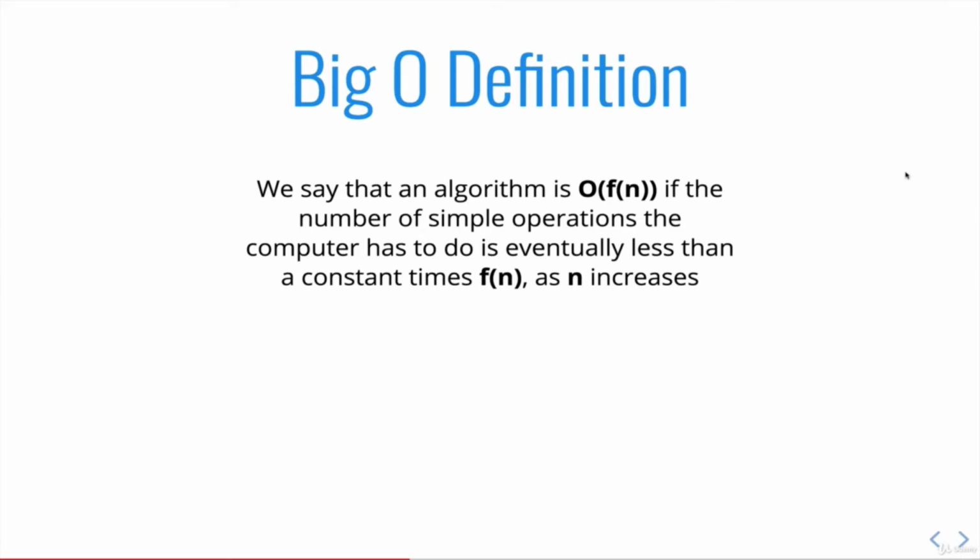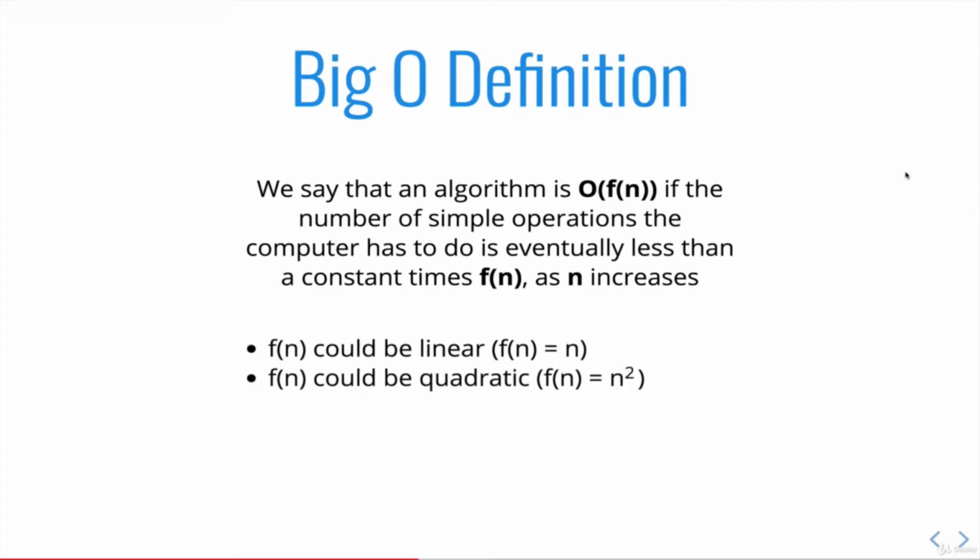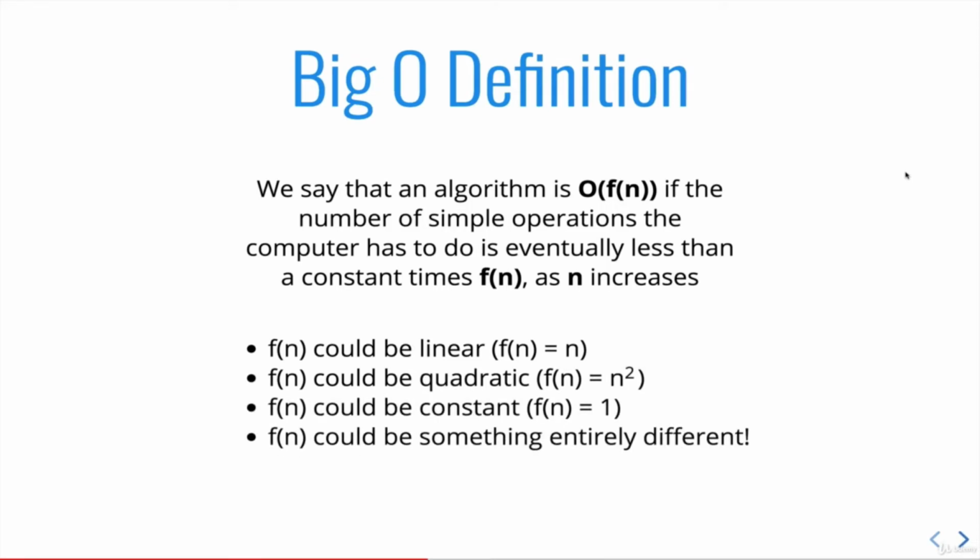So here's a bit of scary text. We say that an algorithm is Big O of f of n if the number of simple operations the computer has to do is eventually less than a constant times f of n as n increases. It's a bunch of gibberish, really. What it's saying, though, is that there's a bunch of options. I'm just going to put them all out here for now. If you haven't seen this notation, by the way, this just means a function with an input of n and then the output. So we're describing the relationship between the input and then the runtime.